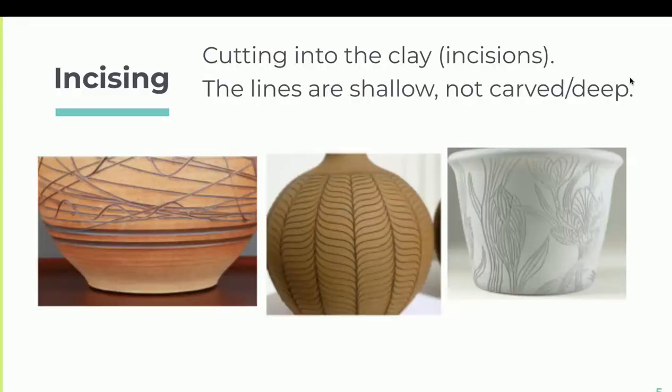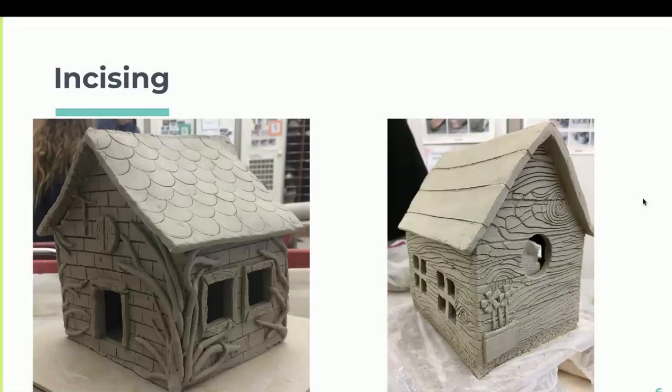These three examples here use incising. So you can see the lines here, over here, and this design here. Again, they're shallow, they're literally like drawn on the surface. They're not carving out lots and lots of clay. So we have two examples here by some students. Where do you think the incising lines are?